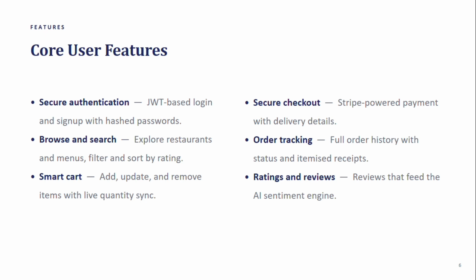Users can browse restaurants, search menus, and filter restaurants based on ratings. And smart cart. The cart functionality allows users to add food items, update quantities, and manage their selected items. Secure checkout. For online payments, Stripe checkout integration is used. Order tracking. After completing an order, users can view their order history along with their order details.